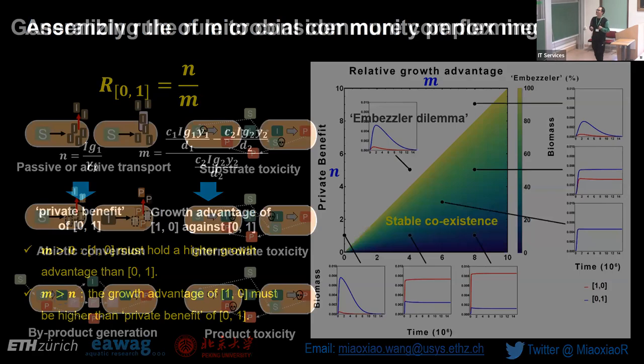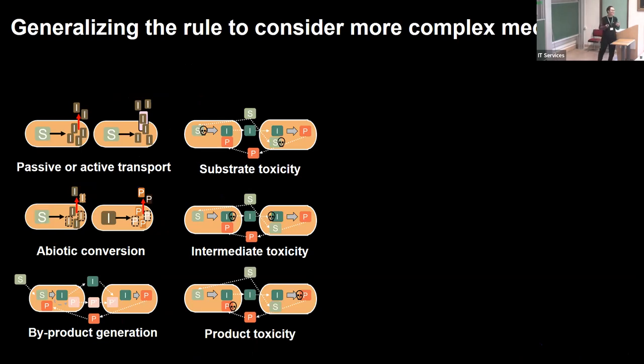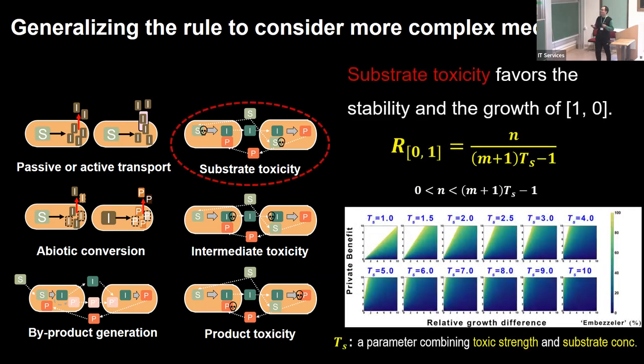I think some biologists will argue that the system is very simple. You have many strong hypotheses, and there are many things you did not consider. But using a mathematical model, we can do things that are otherwise impossible. We can relax several hypotheses to include more complex mechanisms. For example, in the degradation of organic carbons, there are many pollutants that are toxic to the bacteria. So if we consider that the organic carbon, the initial substrate, is toxic, we can modify our rules a little bit.